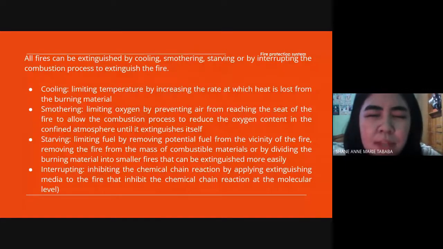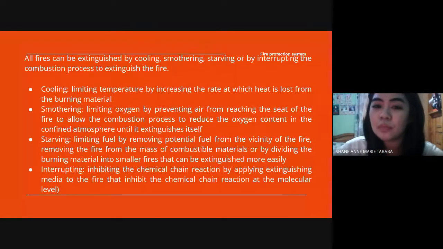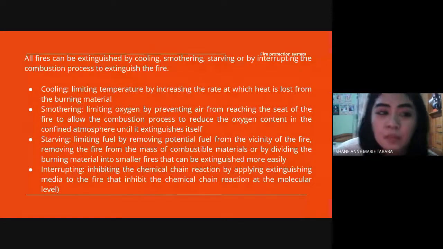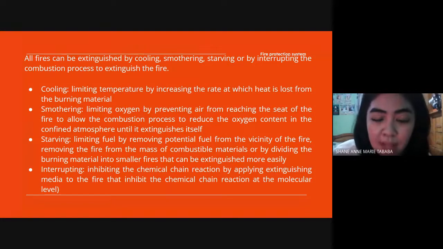Basically, when something is burning, commonly what we do is pour water on it. So that is cooling. This method is typically employed for Class A fires, which we tackled earlier: wood, fabrics, papers, trash, and plastics.